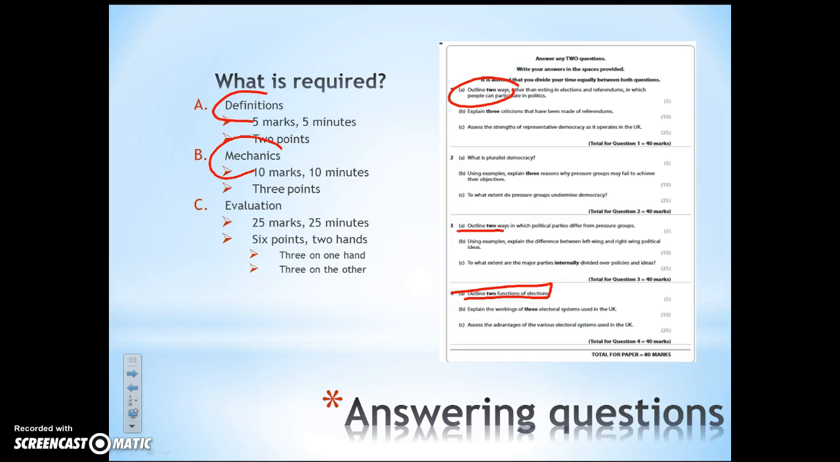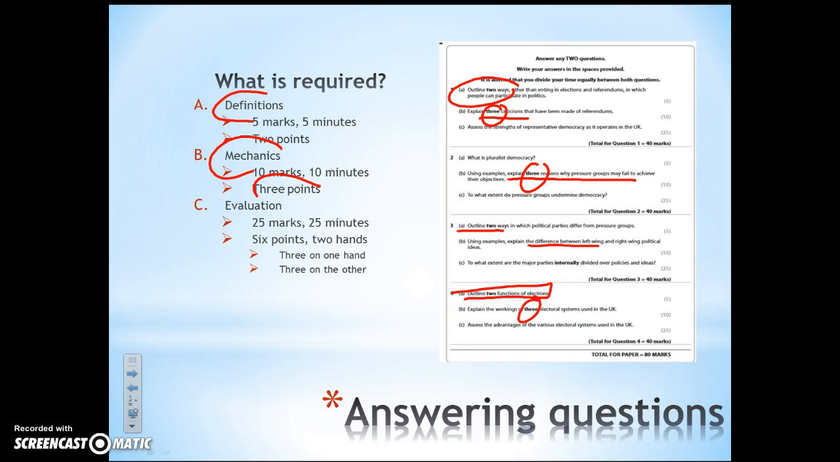We then move on to a B question. This is essentially, how does something work, or how does it not work? Explain 3 criticisms. Explain 3 reasons why pressure groups fail. Explain the difference between left wing and right wing. Explain the workings of electoral systems, mechanics. How do these things work? And look, 3 points. They even make it evident for you. 3 there and 3 there. And they don't do that one there. 3 electoral systems, I think I've got under there. Yeah, there I go, 3. You'd even almost think I knew what I was doing.